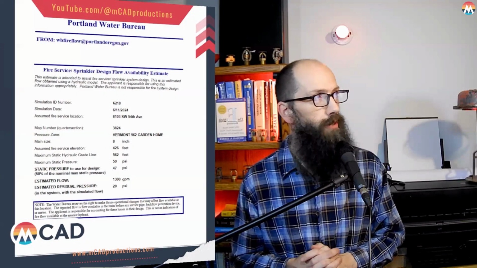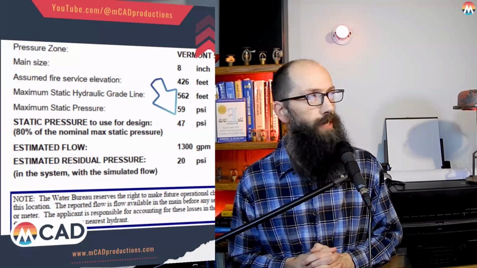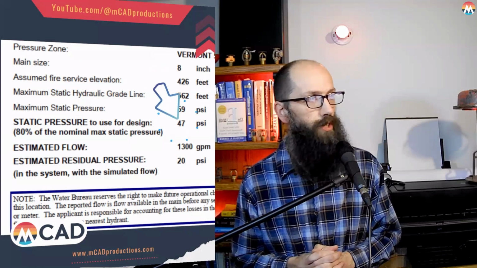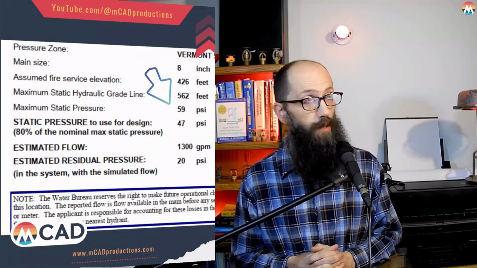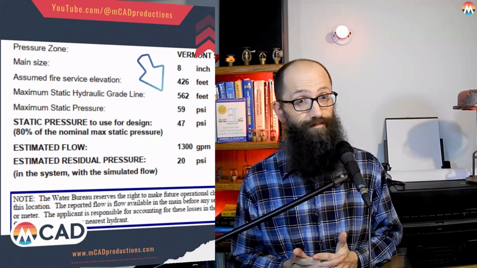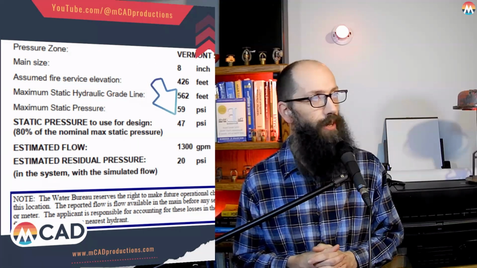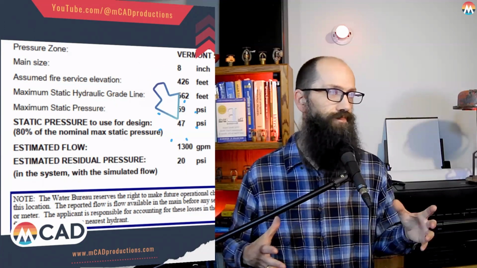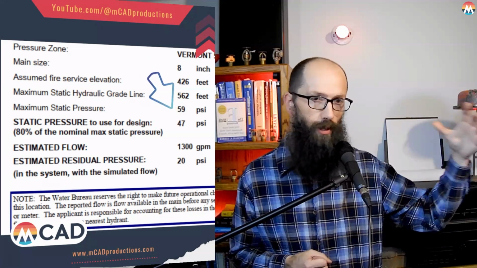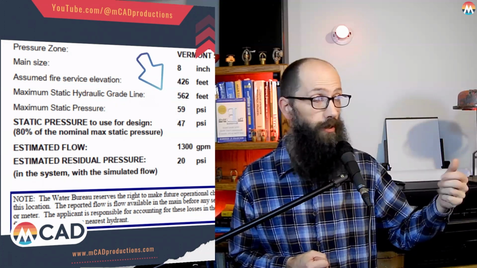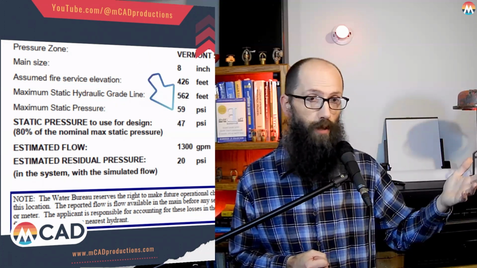So back to our report. Let's see what other information we can glean from this. If we zoom in a little bit, the important stuff that we're looking at is our static pressure that we use for our design. You'll notice that they make us use 80% of the pressure because it's a simulation and they don't trust it. One of the interesting things about City of Portland as well is that you also have to put a forward flow connection on the riser so that you can test it after the fact to make sure that there is enough water, because we are going off a simulation.